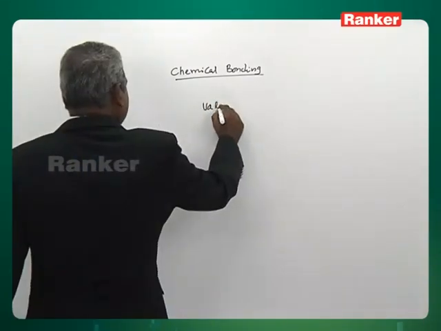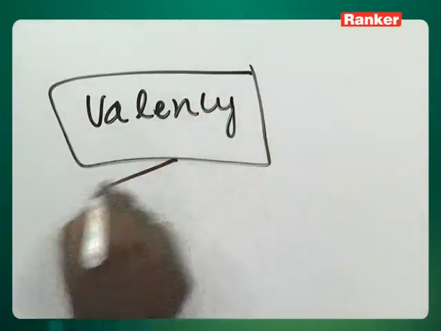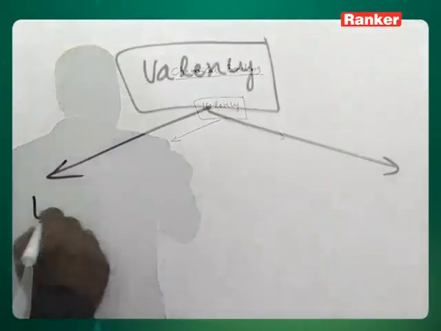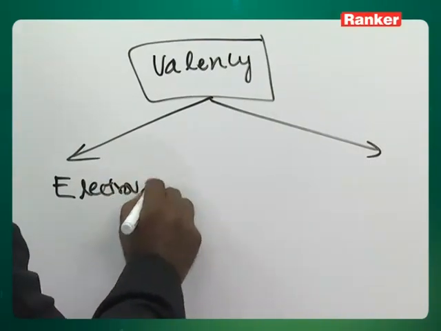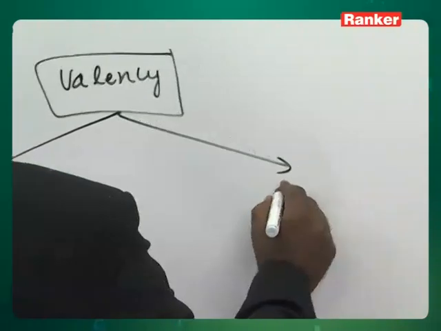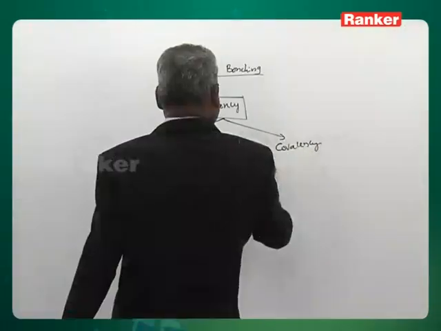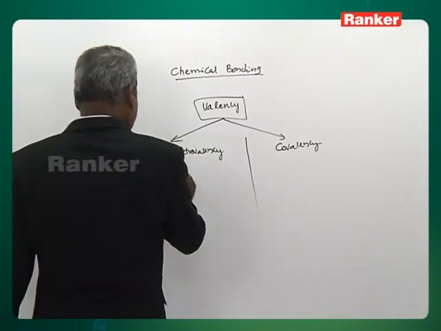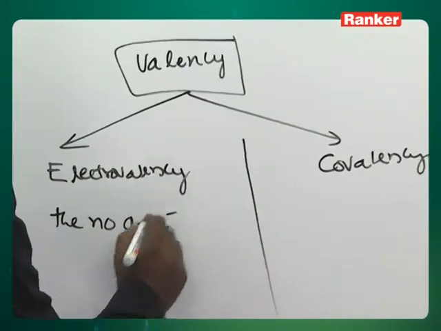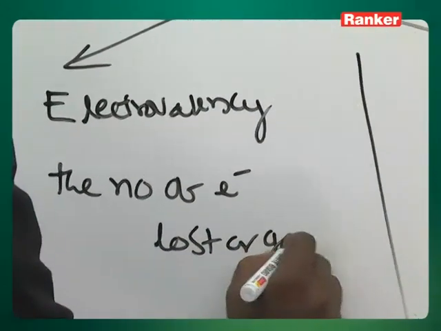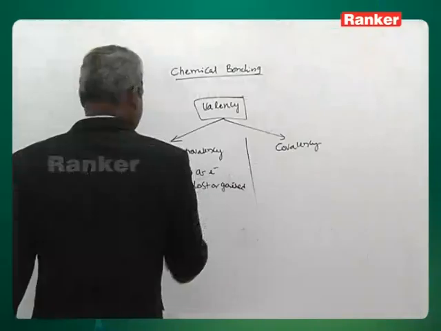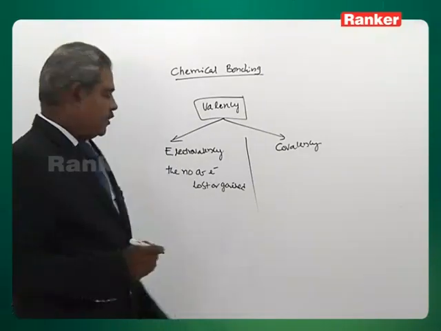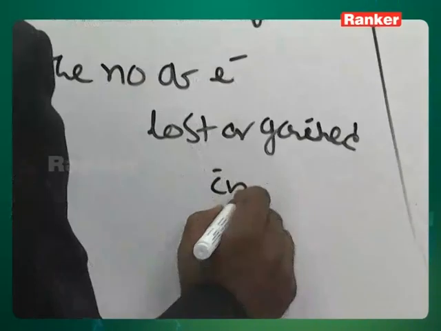Next. Valency is of two types. Two varieties. One is electrovalency. The other is covalency. What is electrovalency? The number of electrons lost or gained by an atom, of course, in an ionic bond.